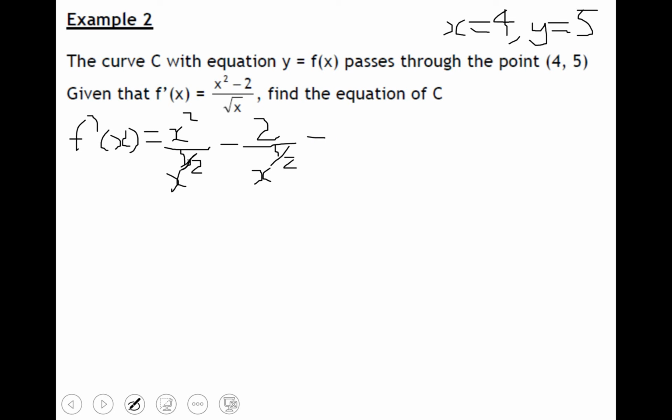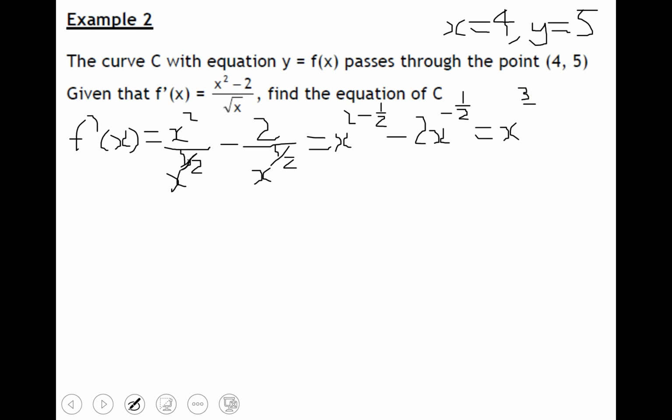and now we can use indices laws to simplify. So x squared over x to the half is x to the 2 minus a half, so indices laws means we subtract, minus 2. Now when we bring up a power of x in the denominator, the power becomes negative, so it's 2x to the minus a half. And then subtracting those powers, 2 minus a half is 3 over 2.